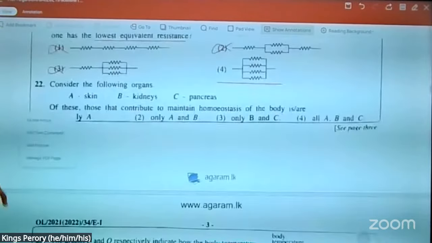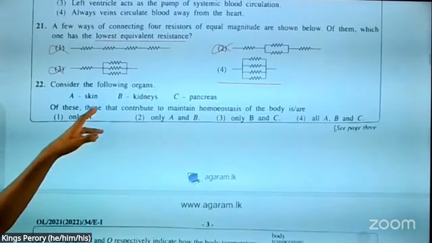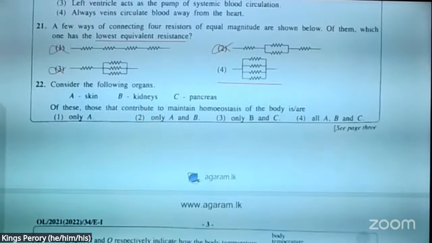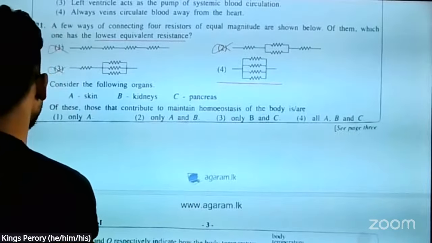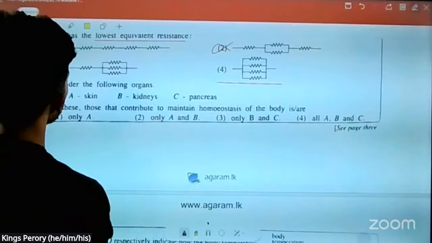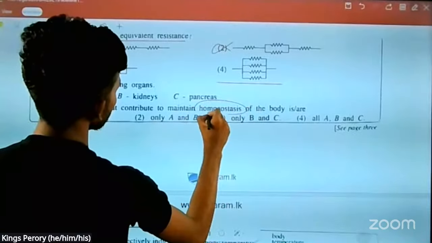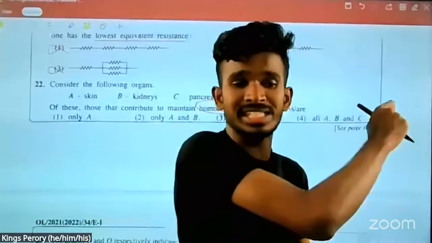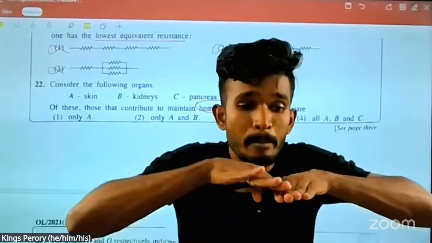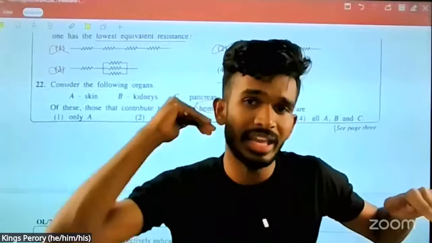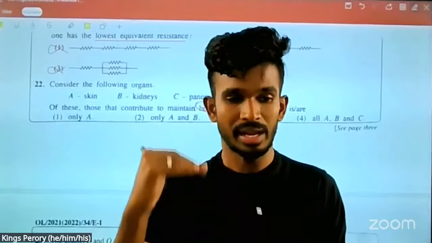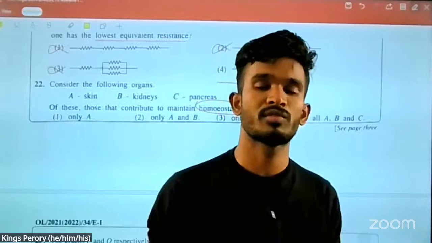Question 22. Consider the following organs: A, skin; B, kidney; C, pancreas. Of these, which contribute to maintaining homeostasis of the body? What does homeostasis mean? Maintaining a constant internal environment.